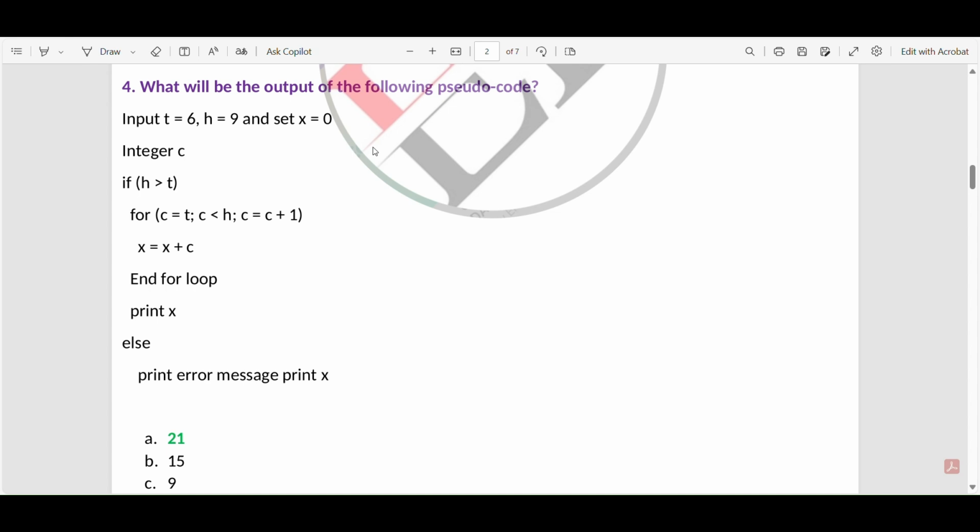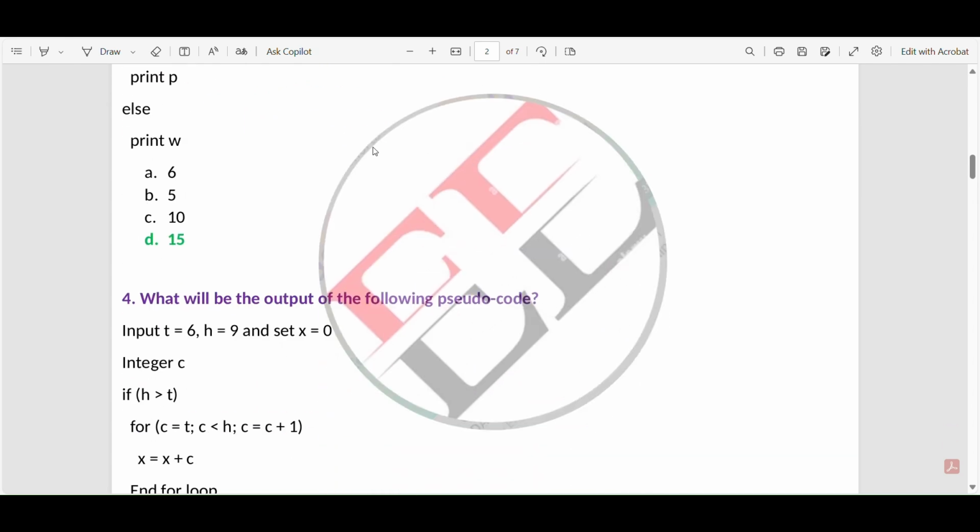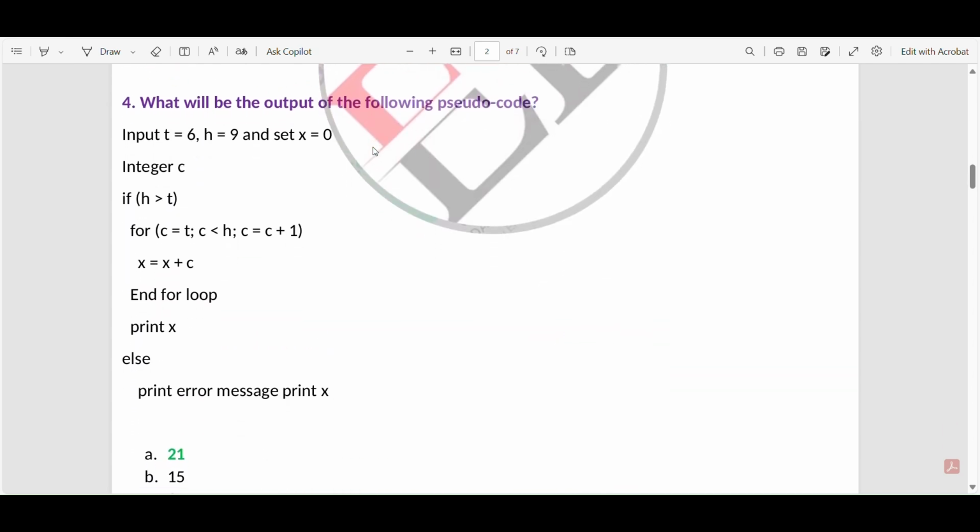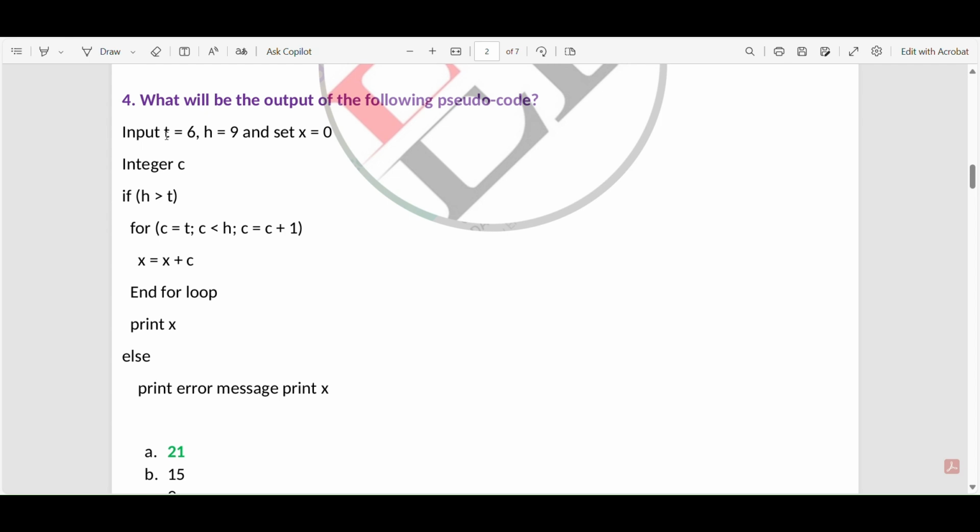Okay. So this is the fourth question. Yeah. Third question is completed, and this is the fourth question we are having. And here we are having the input as t equals to 6 and h is 9 and x is 0. Right?